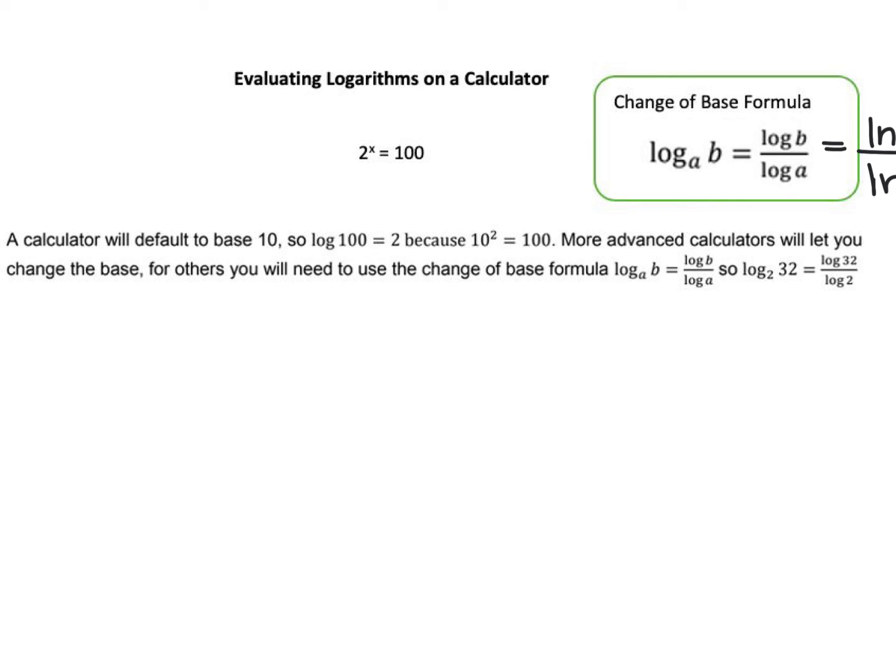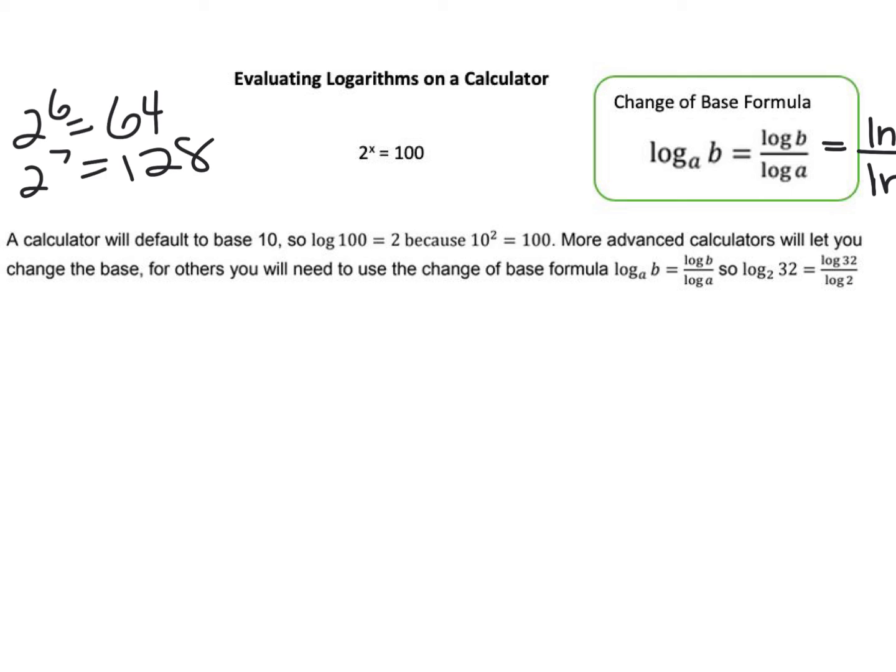It says 2 to the x power is equal to 100. Well, I don't know 2 to what power is equal to 100. What I do know is that 2 to the 6th power is equal to 64, and 2 to the 7th power is 128. So I know that it's going to be some decimal between 6 and 7. But I'm going to use my change of base formula to help me figure it out exactly. Most calculators will default to a base of 10, so they have a log button using that base of 10, and there's also typically an ln button.